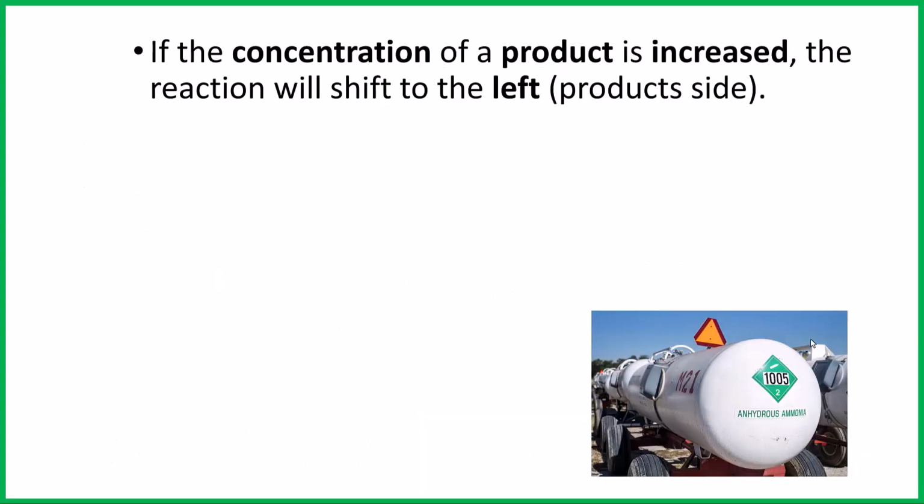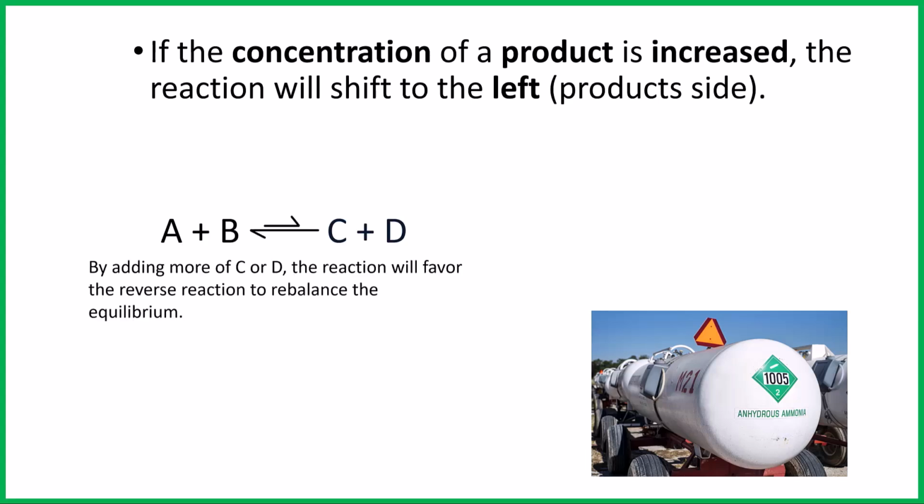If the concentration of a product is increased, the reaction will shift to the left. So again, just like in our concentration of reactants, if the product is increased, then there's going to be a crowding and excess of product, and that's going to place stress on the equilibrium, and it's going to shift in the reverse direction. So here's a reaction showing that if we have C and D here, by adding more of either of those products, the reaction is going to shift to favor the reverse reaction to rebalance because there'll be more of these products.